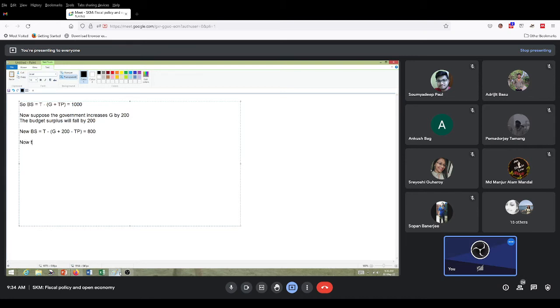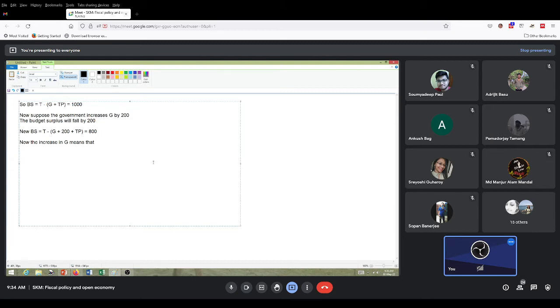Now the increase in G means, that will be plus transfer payment, G plus 200, plus TP. Sorry, thank you for that.